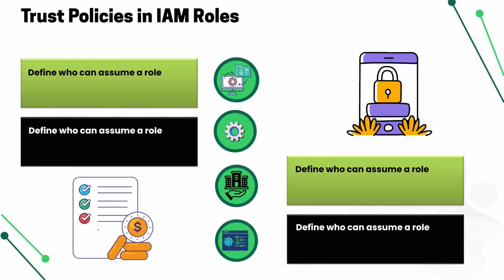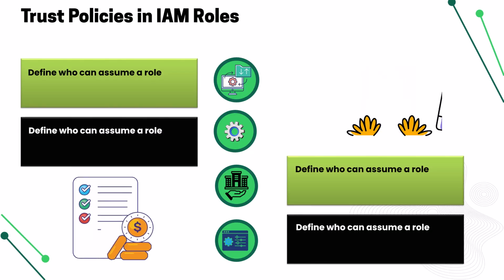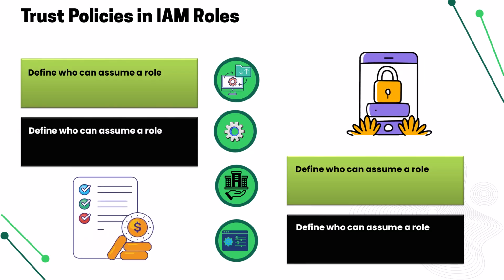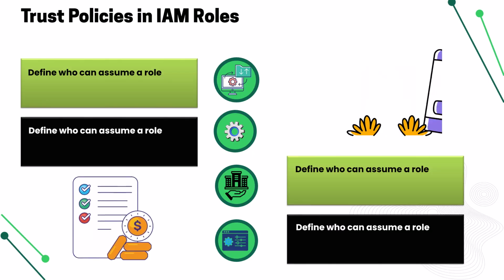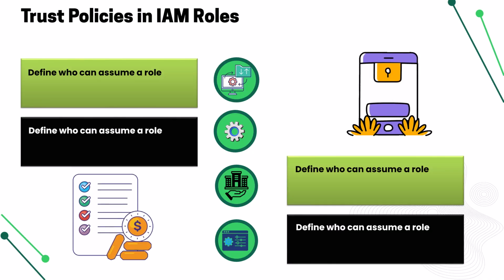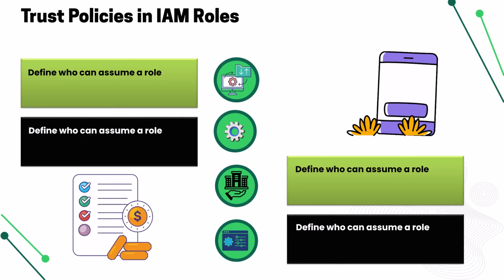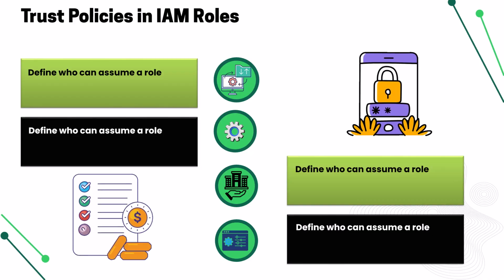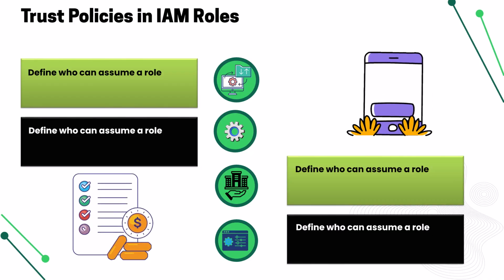Trust policies are the gatekeepers of IAM roles. They dictate who can step in and use a role, ensuring security isn't compromised. These policies, written in JSON, let you set conditions like requiring MFA for access, and manage permissions across accounts. Trust policies make it seamless. Think of them as bouncers at an exclusive club. They decide who gets in and under what conditions.